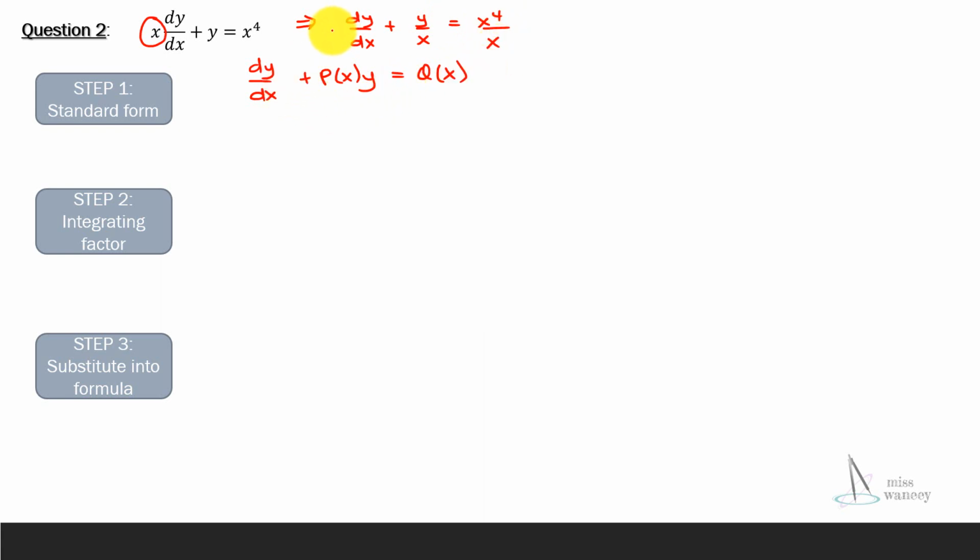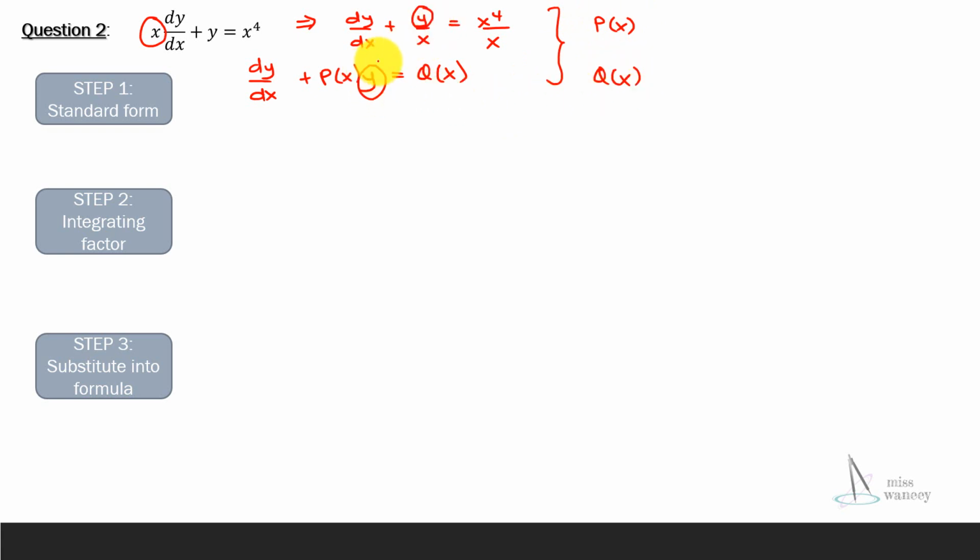Now we have made sure that the coefficient is 1, and this is y, this is also y, so that is okay. On the right hand side, everything is already in terms of x, so this is fine as well. Let us compare both of them to see what our P(x) as well as our Q(x) are.